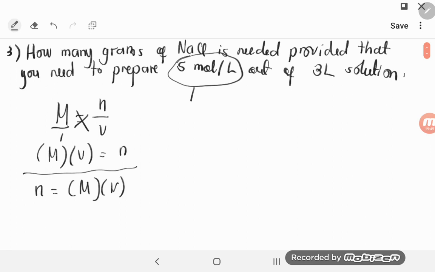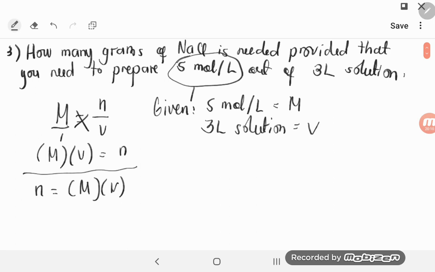And so let us now start by identifying the given. The given, which we already identified a while ago, we have the 5 mole per liter, which is already the molarity, and the 3 liters of solution, which is the letter V. What is being asked is obviously the N, or the number of mole. And so let's proceed now to the solution for the problem.